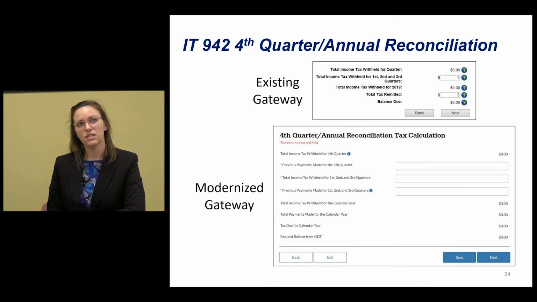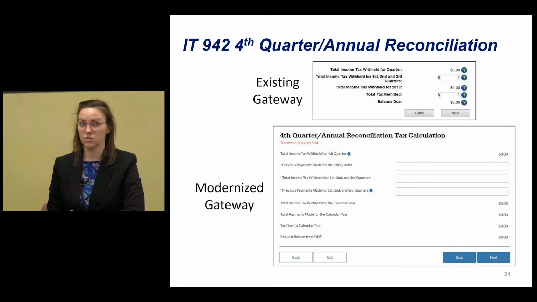So the top pane that you see on the PowerPoint is the existing gateway, the way that the format currently looks. The first thing, the total income tax withheld for quarter 4, is pre-filled. Next, the user would enter the total income tax withheld in quarters 1, 2, and 3. That is added together by the gateway, and the total income tax withheld is pre-filled. And the filer, the person who's submitting this return, would enter in the total tax remitted for the year.